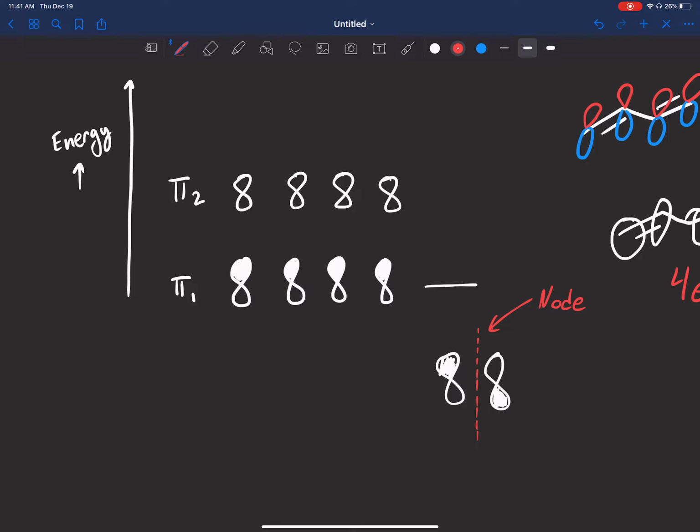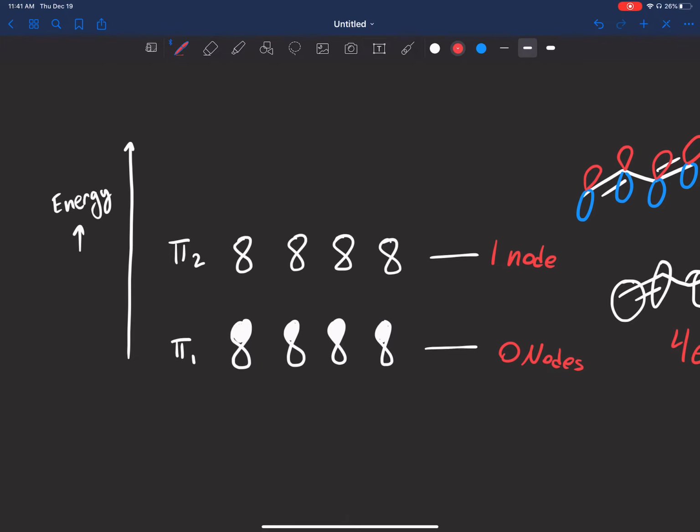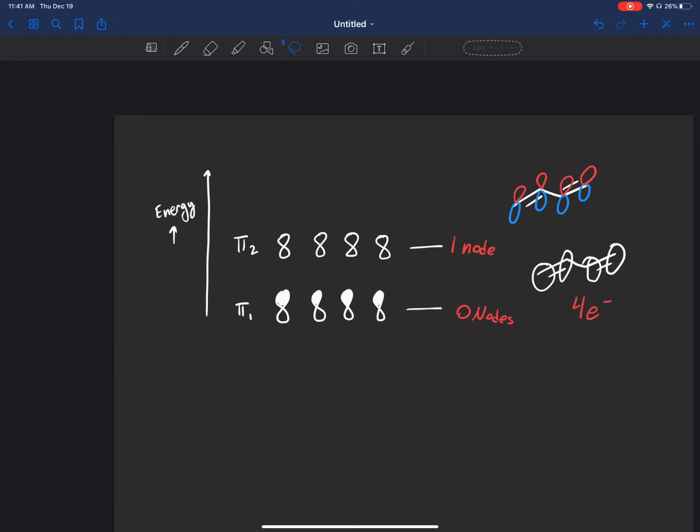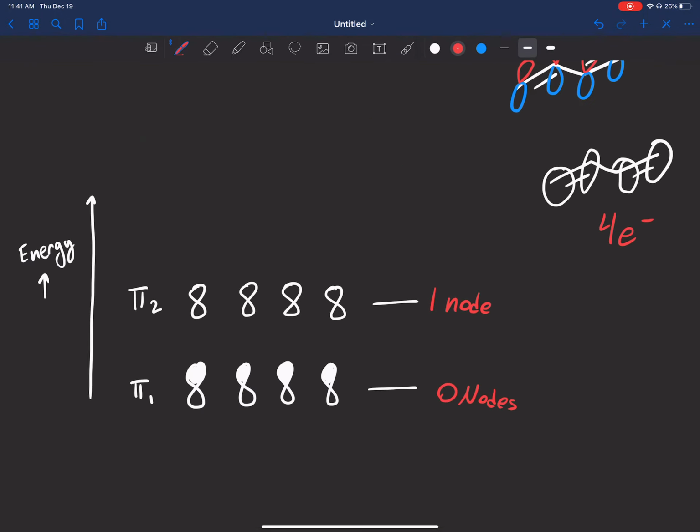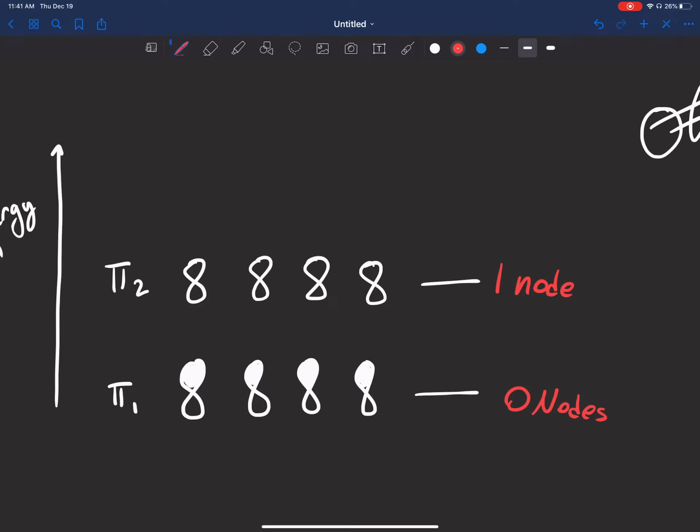So here we're going to have, let's clean this up a little bit, 0 nodes. Now we're going to have 1 node. And let me move this down a little bit. Keep that idea in mind: every time we go up 1, it's going to increase by 1 node. And you always need to make the molecular orbitals symmetrical. So what does this mean? Where do we place the node?